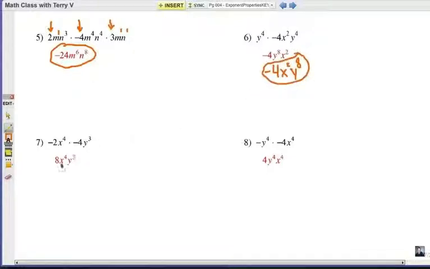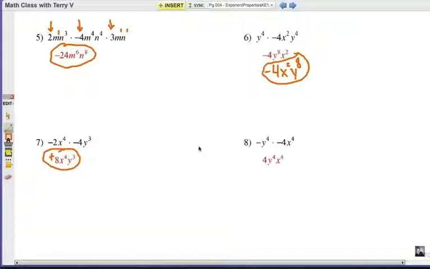Now let's look at number 7. Negative 2 times negative 4 would be a positive 8, and x to the fourth is not multiplied by anything else, and y to the third is not multiplied by anything else. So we're going to just connect them together and squish them together like that.